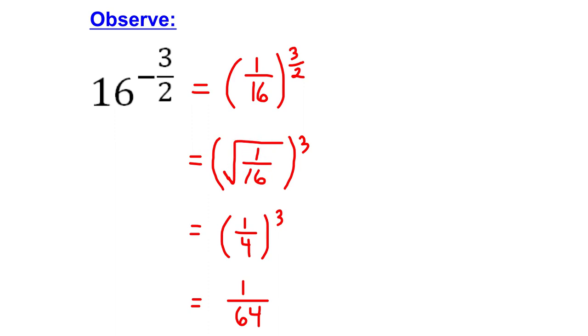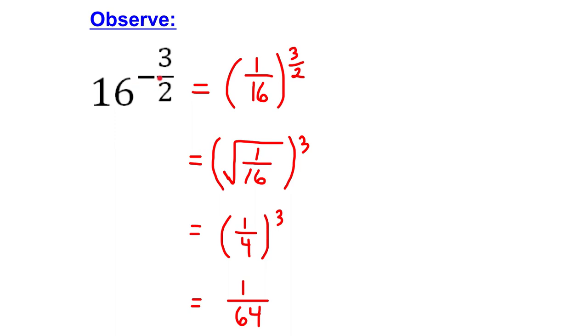Square root of 1/16 is the same as the square root of 1, which is 1, over the square root of 16, which is 4. So the square root of 1/16 is 1/4. Now, cube that. 1 to the exponent 3 is 1. 4 to the exponent 3 is 64.